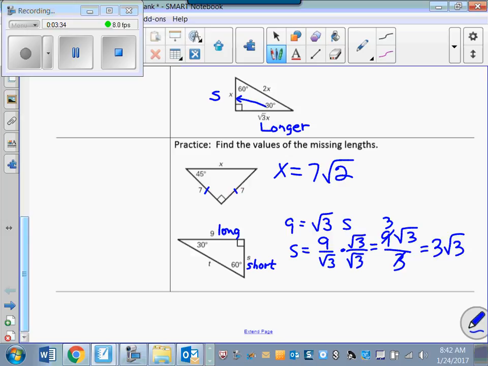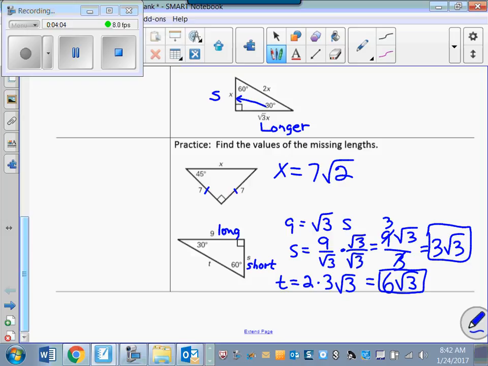All right, and what did we learn in the theorem about the hypotenuse? The hypotenuse is 2 times the length of the shorter leg. So T is going to be 2 times 3 square root of 3, and that's going to be 6 times the square root of 3. So there are my leg lengths. If you don't believe it, then you can check it out using the Pythagorean theorem, but you will find that these two theorems for special right triangles always hold true.